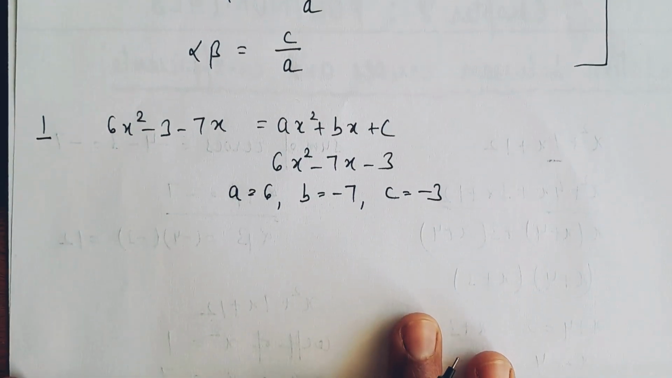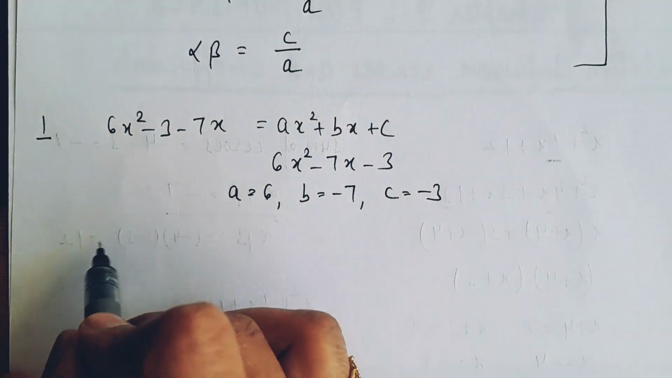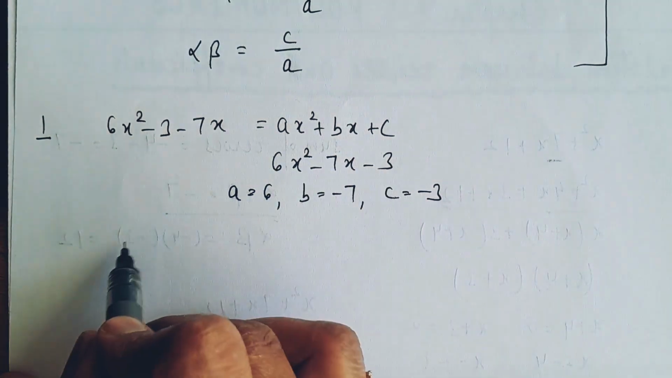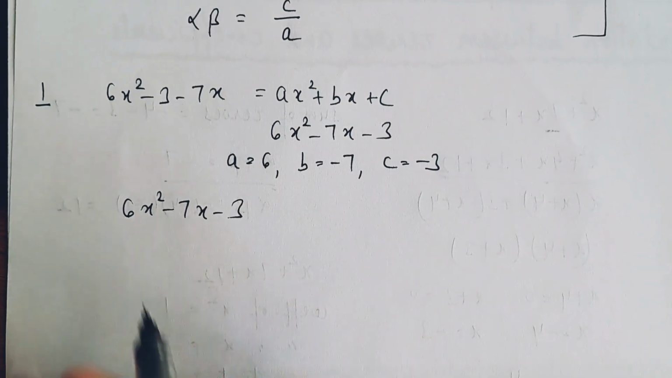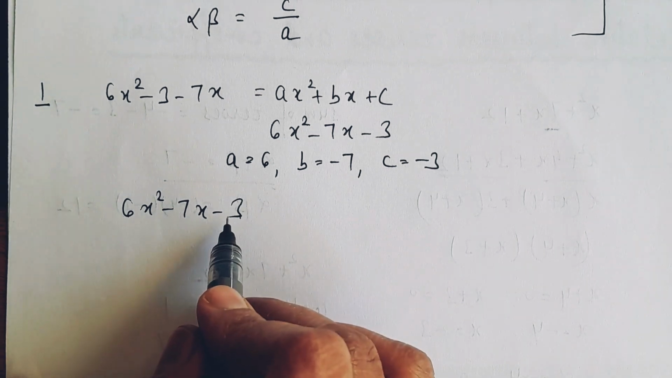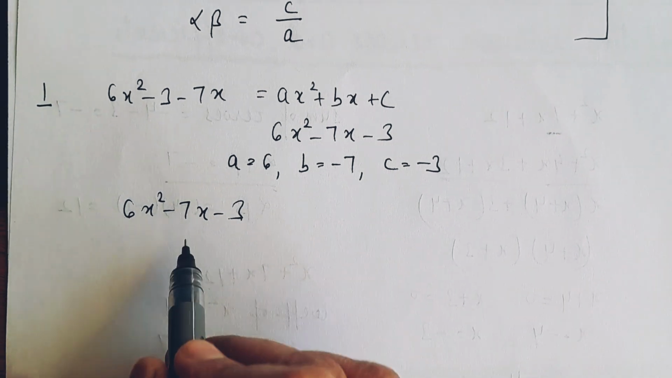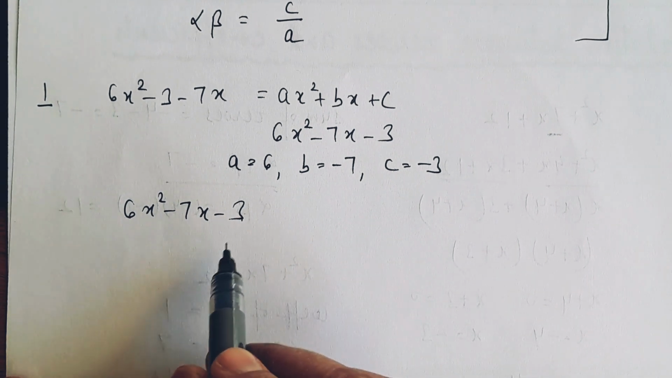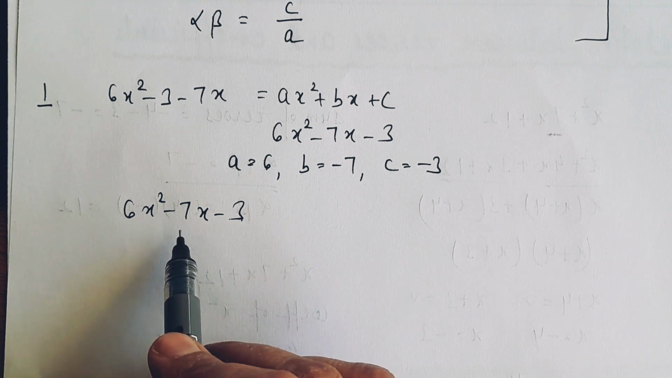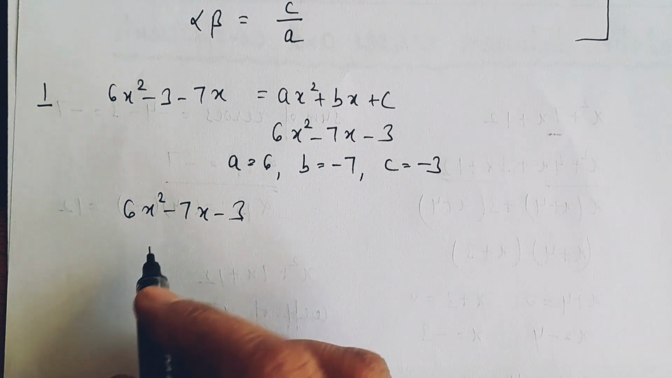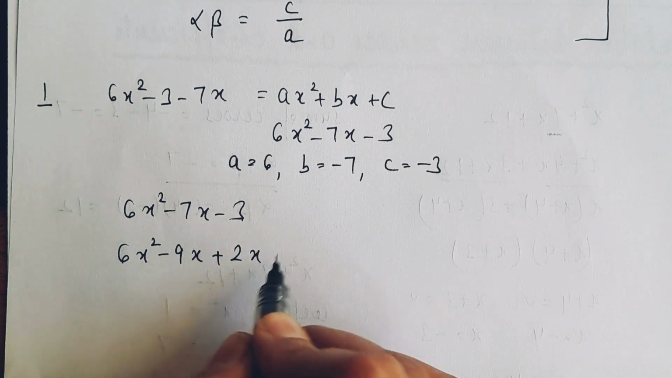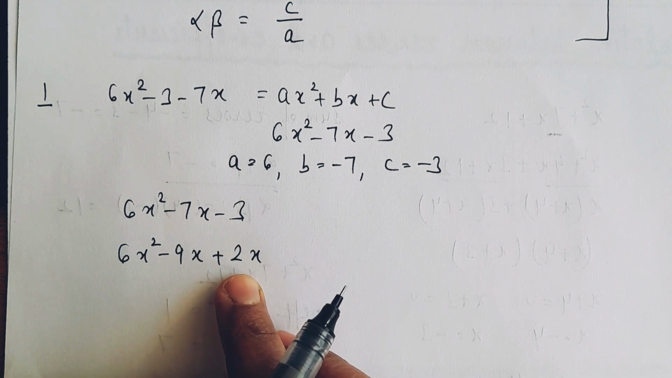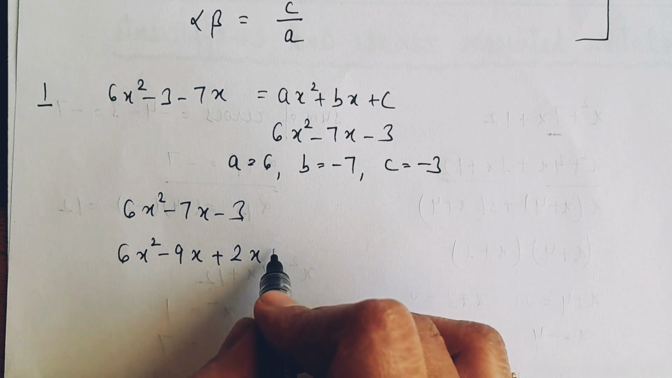We have to find the roots of the polynomial first. So first we will find the roots of this by splitting the middle term. So how we can find the roots by splitting? We have to find two factors whose multiplication is minus 18 and whose subtraction or addition is minus 7. So we can take 9 and 2, I think. So minus 9 plus 2. Their sum is minus 7 and their multiplication is minus 18.